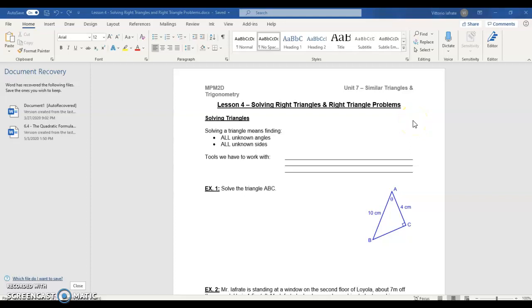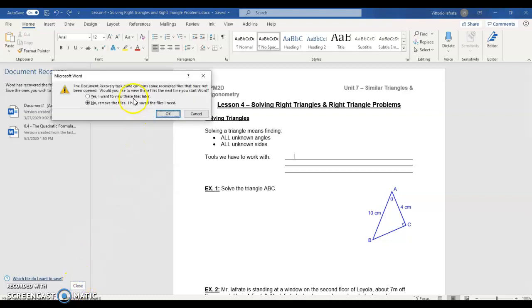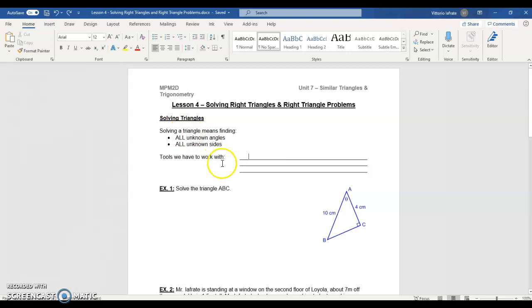This is lesson 7.5 and 7.6. In this lesson we're going to do a brief recap on how to solve for triangles, and then we're going to do some word problems involving the trig ratios and solving triangles.